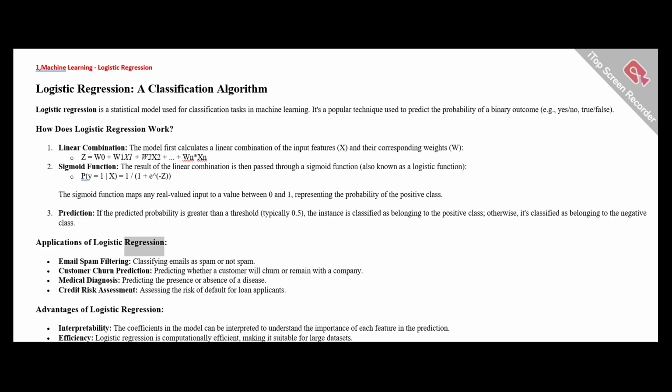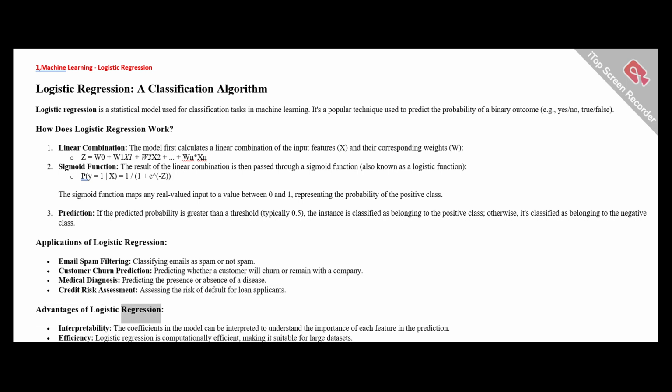Applications of logistic regression. Email spam filtering, classifying emails as spam or not spam. Customer churn prediction, predicting whether a customer will churn or remain with a company. Medical diagnosis, predicting the presence or absence of a disease. Credit risk assessment, assessing the risk of default for loan applicants.